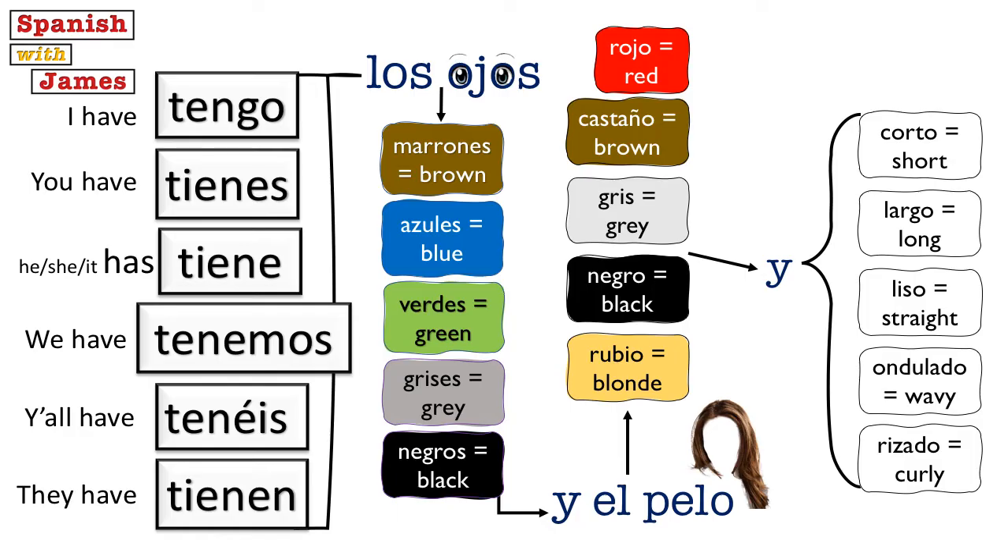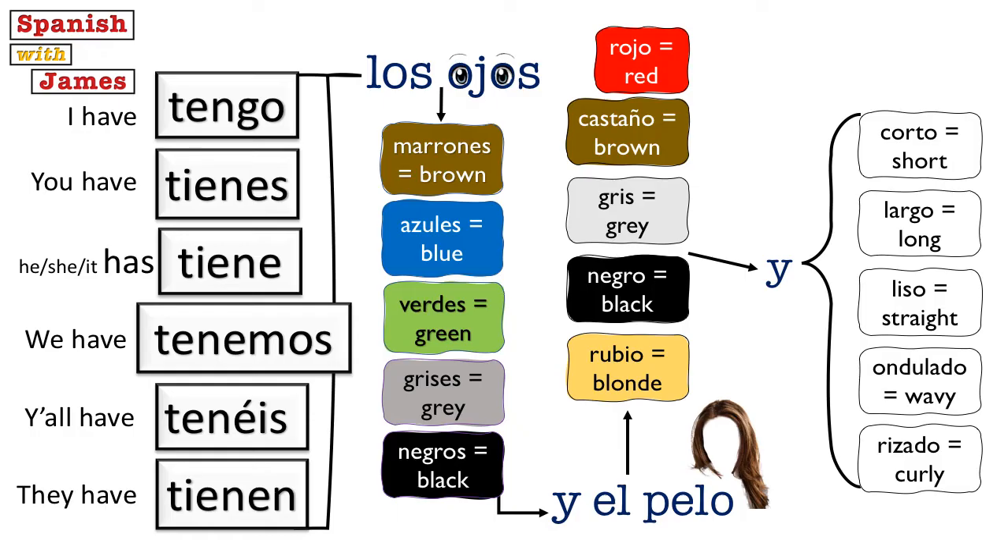Okay, if we wanted to say my brother has, then we need to use the he, she, it form of tener. Mi hermano tiene los ojos azules y el pelo rubio y corto. My brother has blue eyes and blonde short hair.